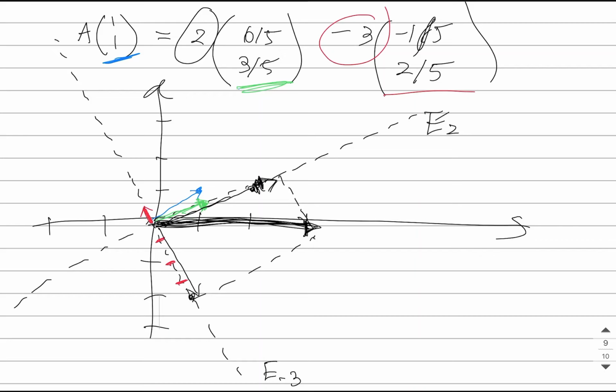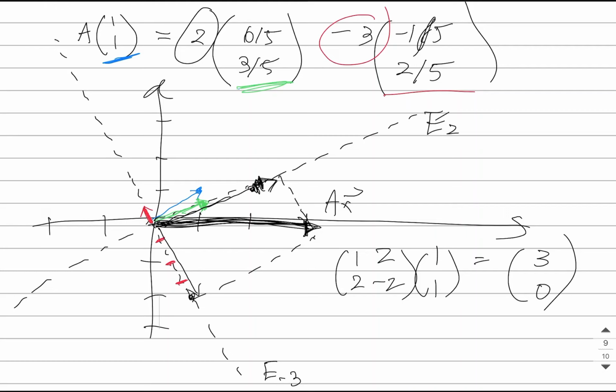Now, this is just like diagonalization from before. If you want, you can check this on your matrix, and what you'll end up with is a 3 and a 0. Hey, that kind of looks like what I've got in my crappy picture there. And that's the whole point. That's the decomposition.